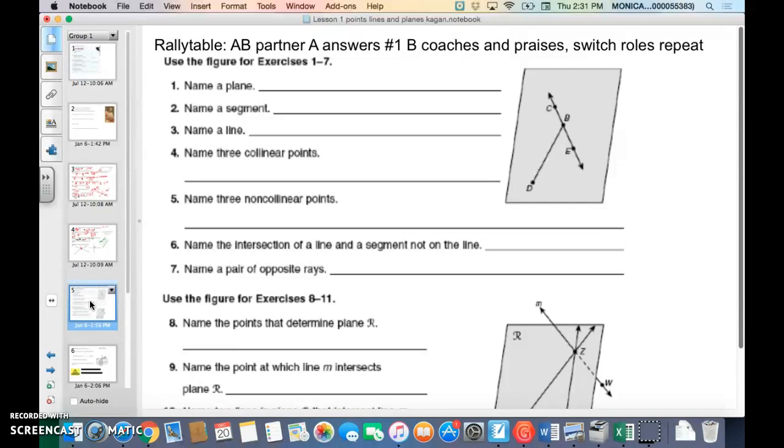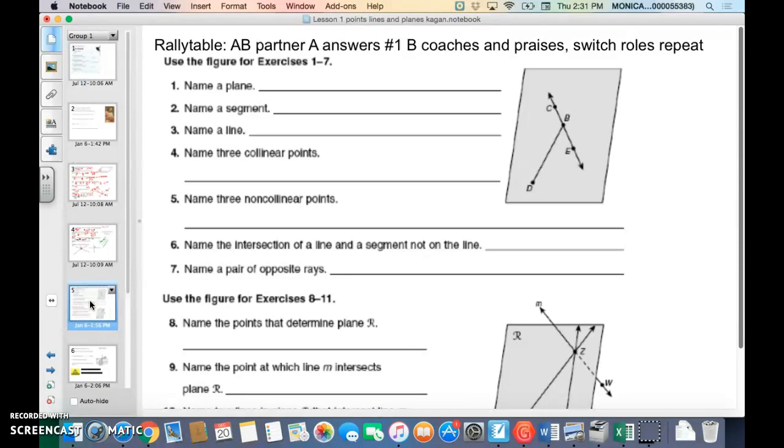Excuse me. This is where we're going to do rally table. So for rally table, the rules are partner A is going to answer question number 1. Player B, you're going to coach them through it. Player A, if you do not know how to answer the question, please ask player B. They'll be more than willing to help you. If neither of you can answer the question, ask your other table mates. If the 4 of you have a question, raise your hand and I'll come around and help you.